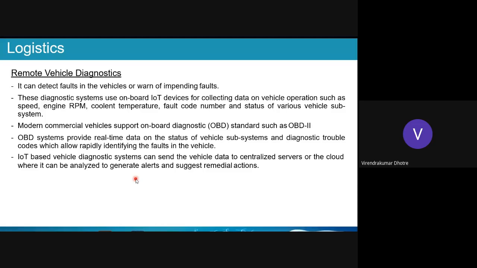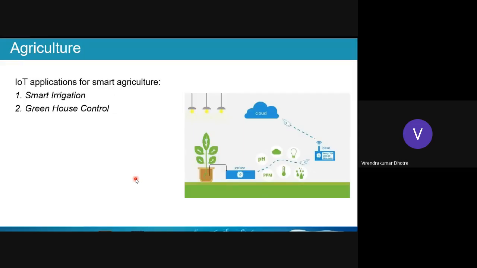There are systems available which collect data on the vehicle and its operations: speed, engine rotation per minute (RPM), coolant temperature, and everything, and they inform us if there are any problems. So it can happen in real time, and we can do this using logistics.